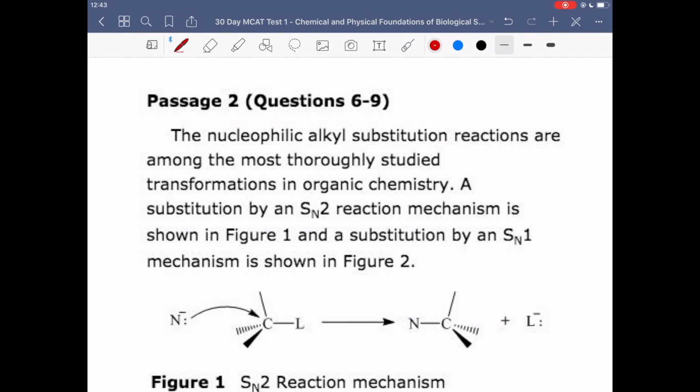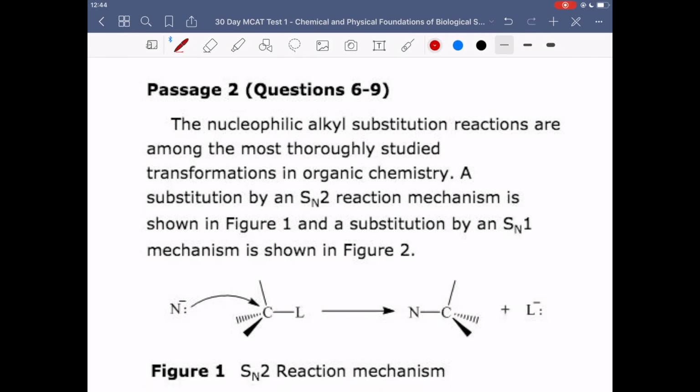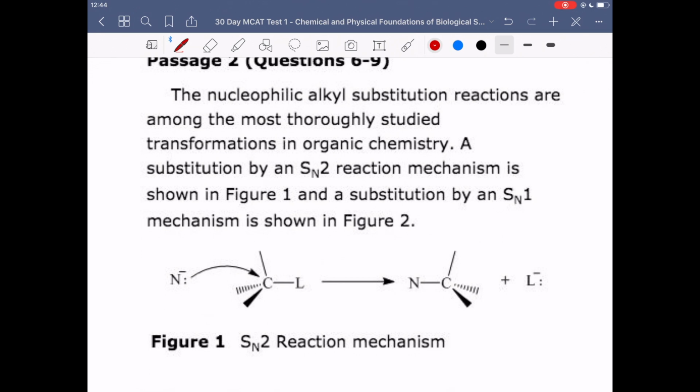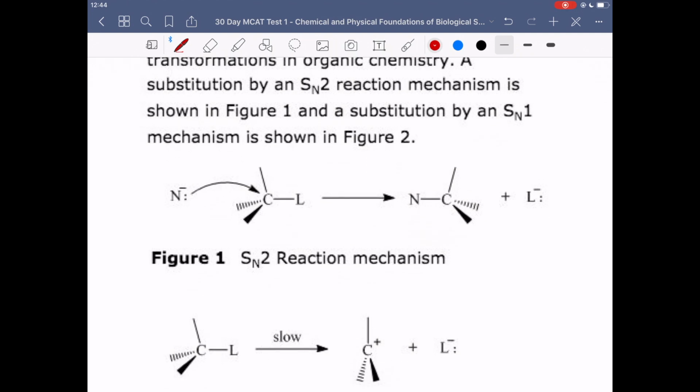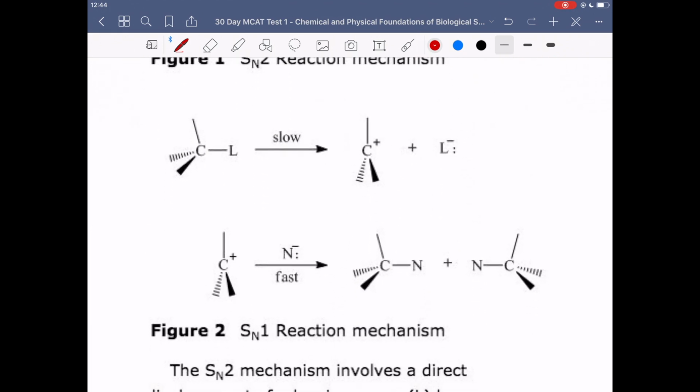Questions 6 to 9 are related to passage 2. The passage is saying that nucleophilic alkyl substitution reactions are among the most thoroughly studied transformations in organic chemistry. A substitution by an SN2 reaction mechanism is shown in figure 1, and a substitution by an SN1 mechanism is shown in figure 2. So over here we see an SN2 mechanism, and it's bimolecular, meaning both the nucleophile and the electrophile are involved in the rate determining step. So here we can see the nucleophile coming in, attacking that electrophile carbon, and at the same time the leaving group is kicked off, and then we can see the free leaving group over here on the product side. That's the SN2 reaction mechanism.